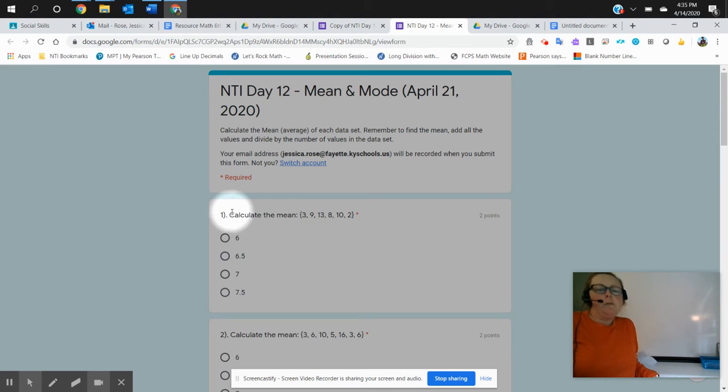Okay. For the first one, it says calculate the mean. Remember that the mean is the average. If you're doing this on paper because you don't have a calculator, the first thing we want to do is write all the numbers out to add them. So we have a 3, a 9, a 13, an 8, a 10, and a 2.